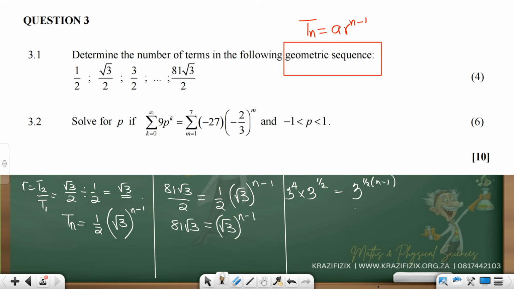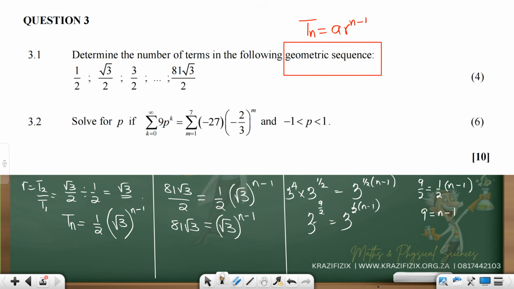If I'm multiplying with the same base, I'll add the exponents. What is 4 plus half? 9 over 2. So 3 to the power what? 9 over 2 is the same thing as 3 to the power half. Since they have the same base, can I equate? So what would I do? 9 over 2 is equal to what? 1 over 2 n minus 1. Can we solve?